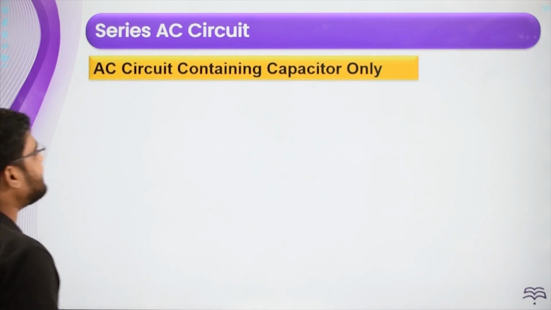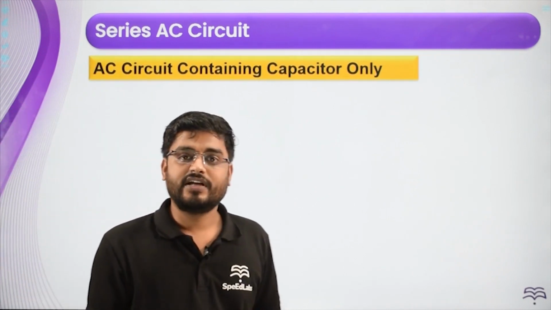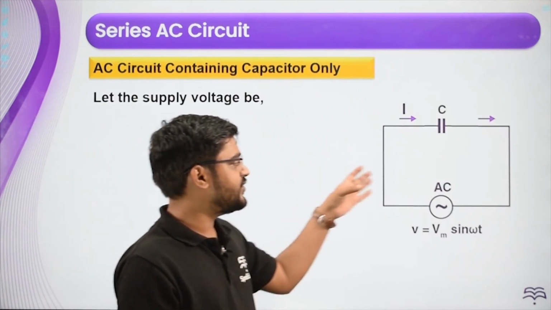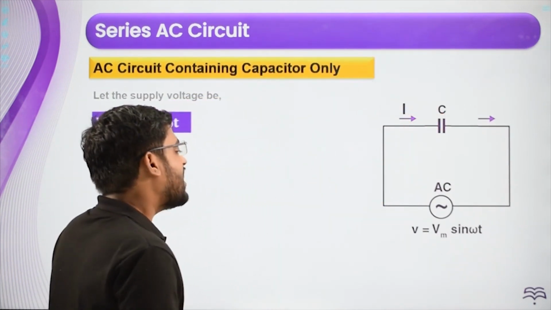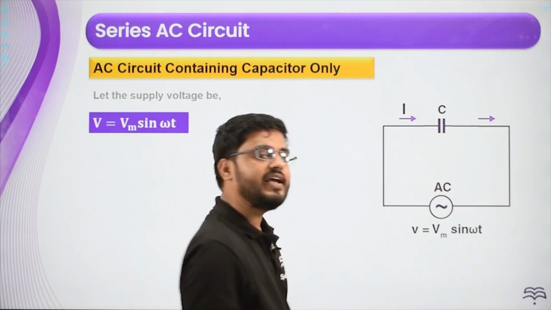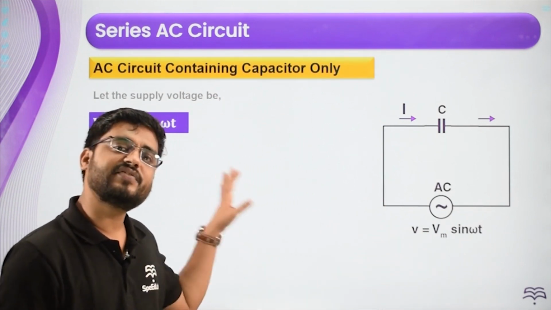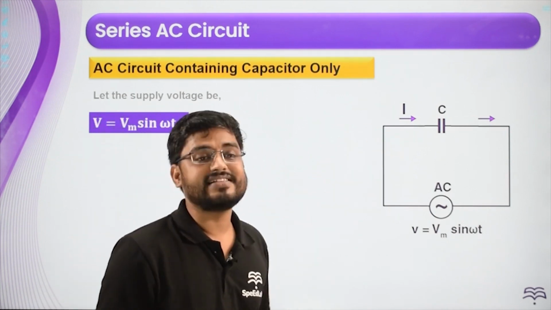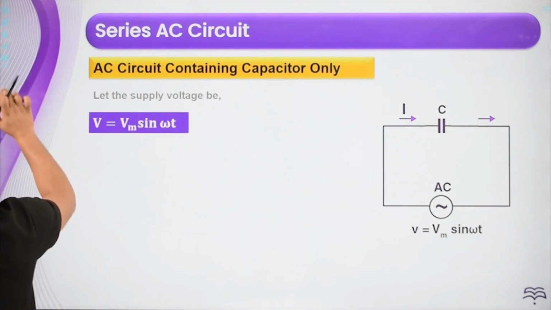Next case is AC circuit containing capacitor only. So here we are just going to connect a single capacitor. A single capacitor is connected across the same AC voltage. Again the idea is the same. The voltage is given and now we need to get how much is the current which is flowing in this circuit. Let us just move to the board.